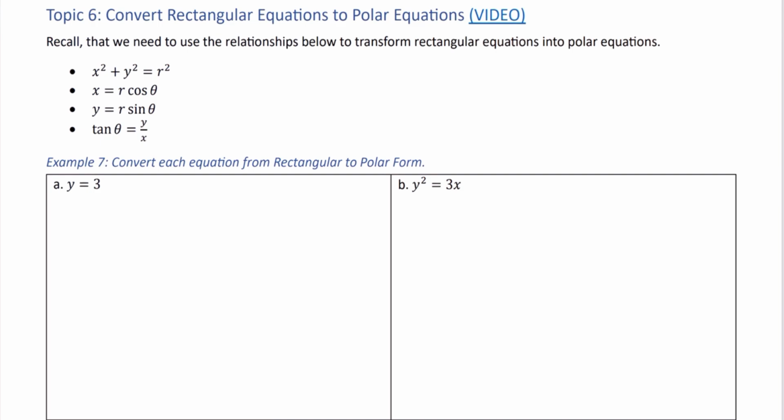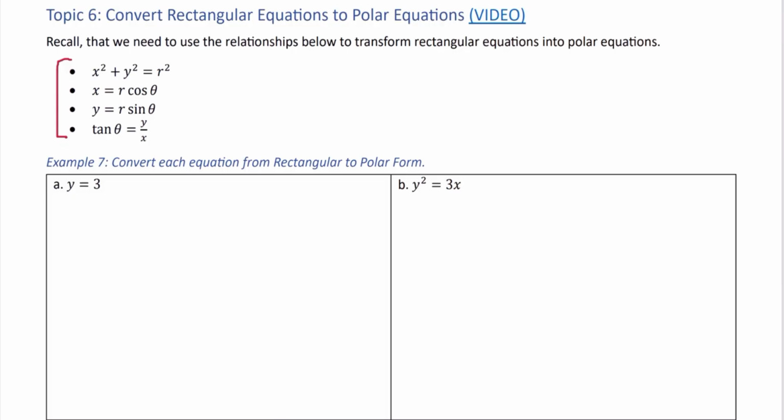In this video, we'll look at converting rectangular equations into polar equations. Remember, we want to remove any x's and y's and end up with just r's and thetas. We have these familiar substitutions that we can make to help us in that process.